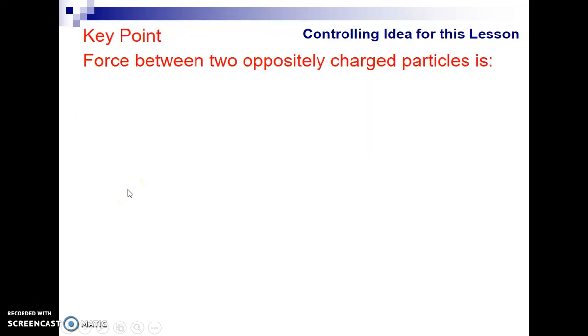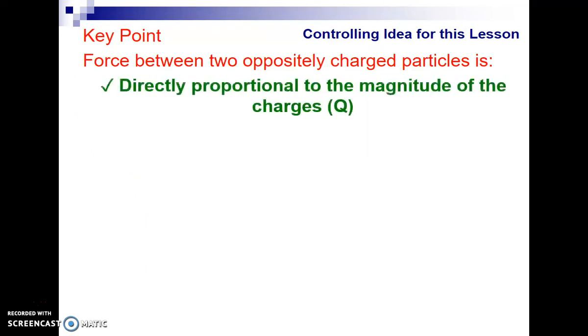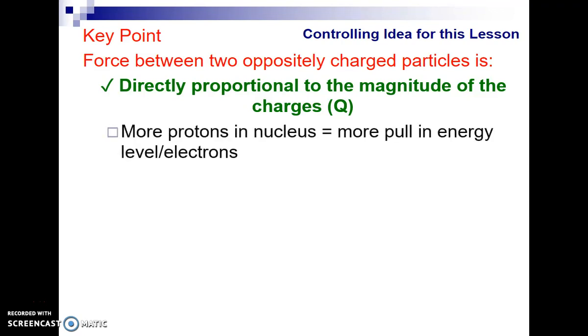Okay, so one of the things that Coulomb's law states is that the force between two oppositely charged particles is directly proportional to the magnitude of the charges. So basically, if we're going to summarize this, the bigger the charge, the stronger the force. So if we're relating this to an atom, the more protons in the nucleus, which are positively charged, the more pull they have on the energy levels or electrons, which are negatively charged. And again, you should be writing all over this slide.